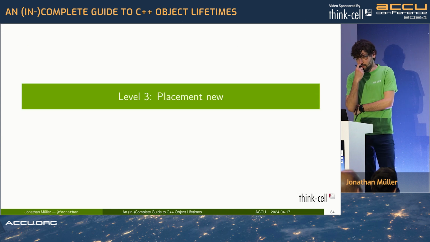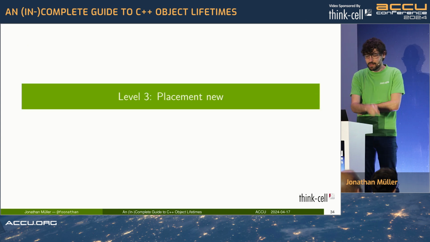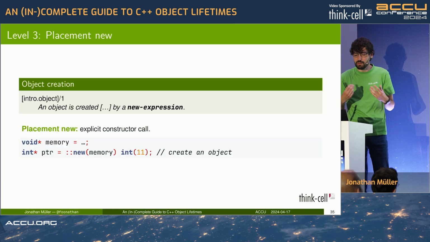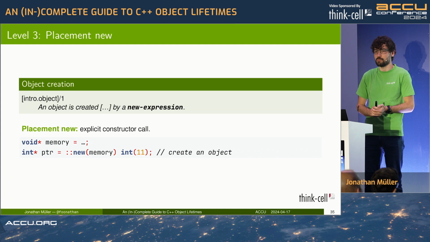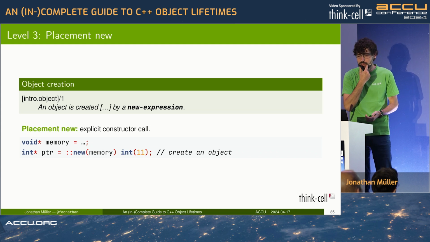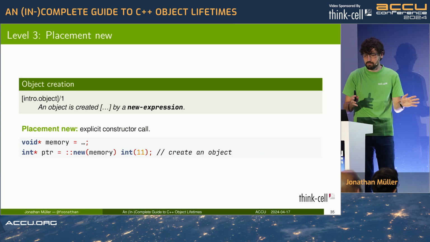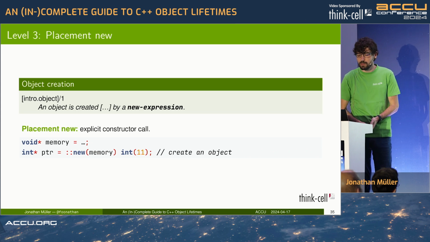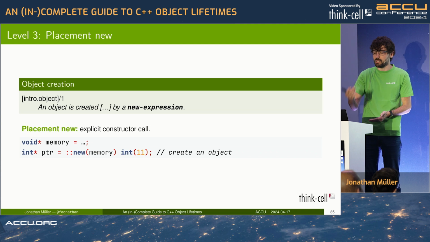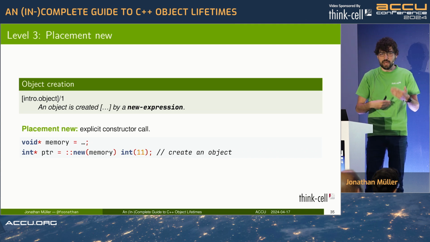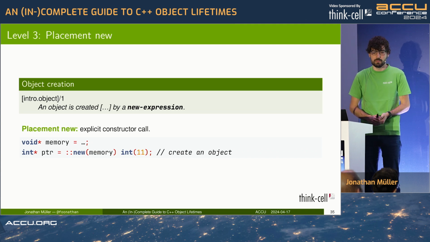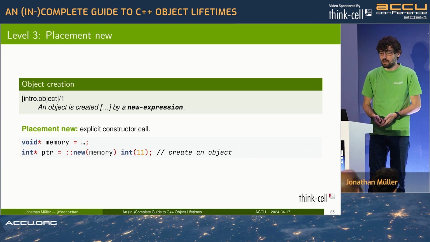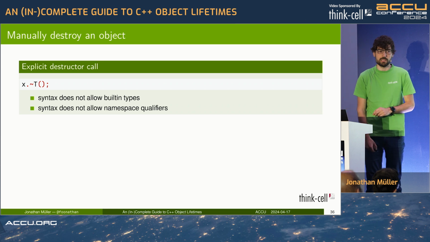So let's talk about placement new. Now, an object is created by a new expression, but there's a special kind of new expression: the so-called placement new expression, which doesn't allocate any memory, it just explicitly calls a constructor. So we've got some memory from somewhere, and then we can use placement new to explicitly create an object in that memory. So here we are explicitly creating an int object in our memory and getting a pointer to it. So we manually create an object, essentially. So placement new is the way to manually create an object and start its lifetime, and to manually destroy it, we can explicitly call the destructor.